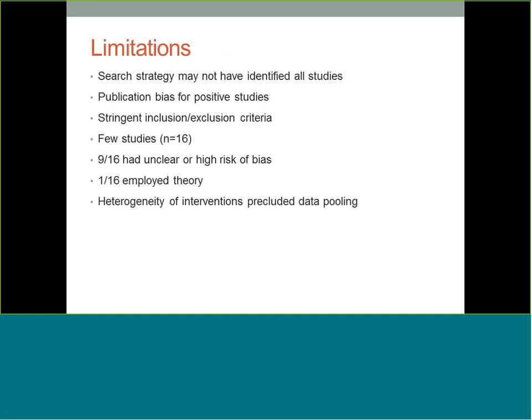All of the studies that were included featured really positive results, so that might be a reflection of publication bias for more positive studies of interventions. We did apply very stringent inclusion-exclusion criteria, which resulted in us reviewing only 16 studies, and as a result, we were not able to draw strong conclusions between the characteristics of the interventions and the outcomes.